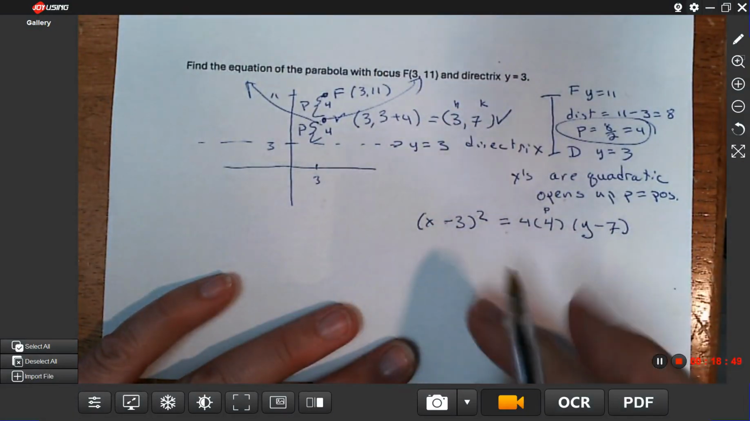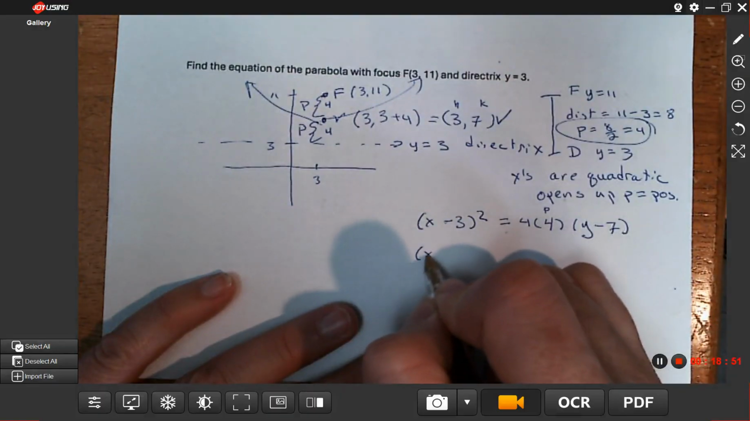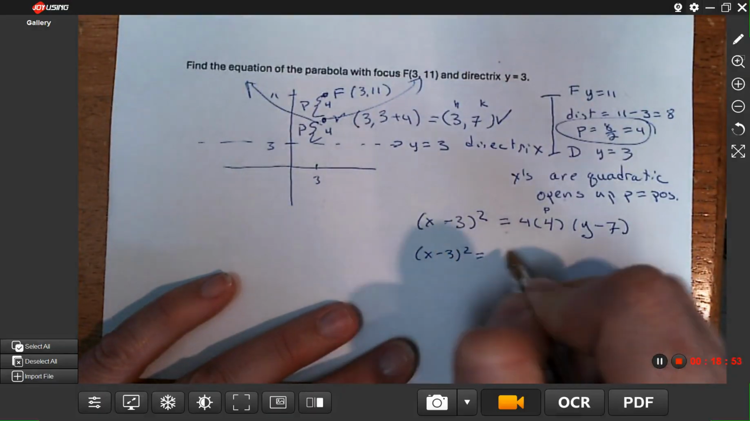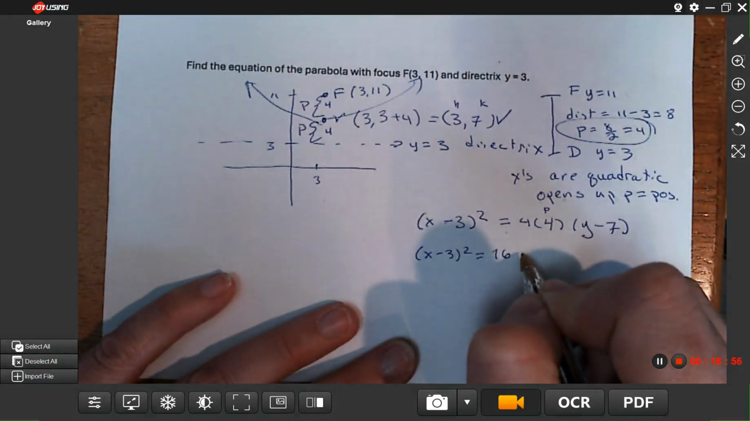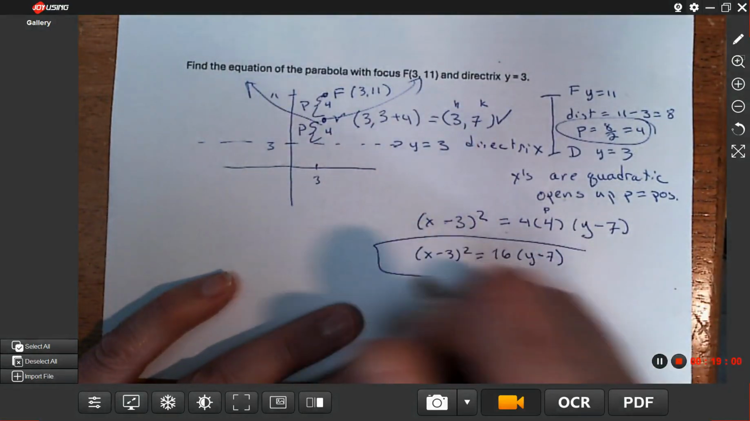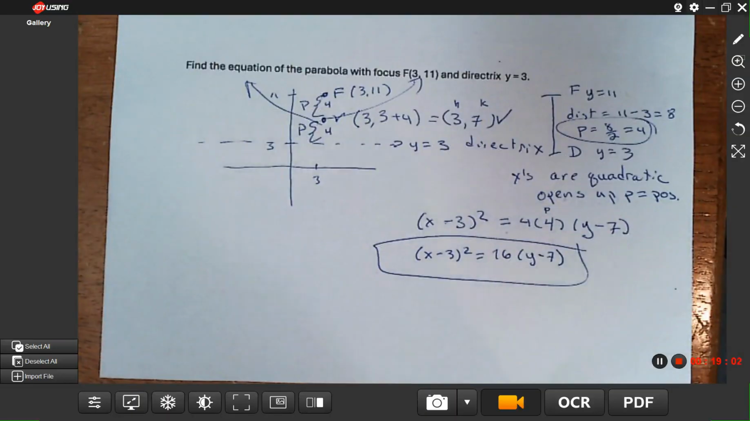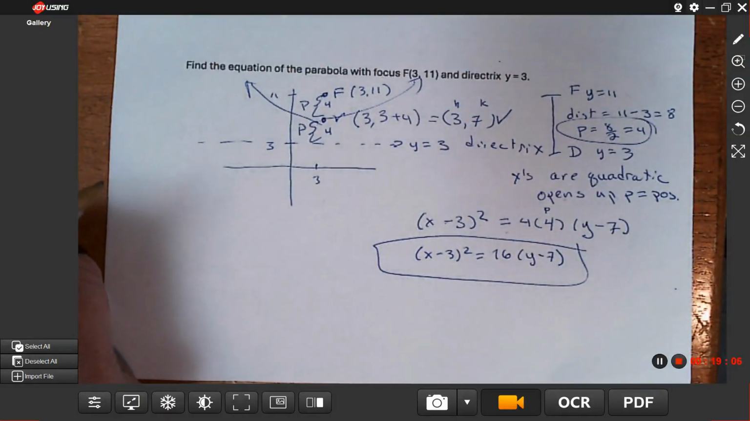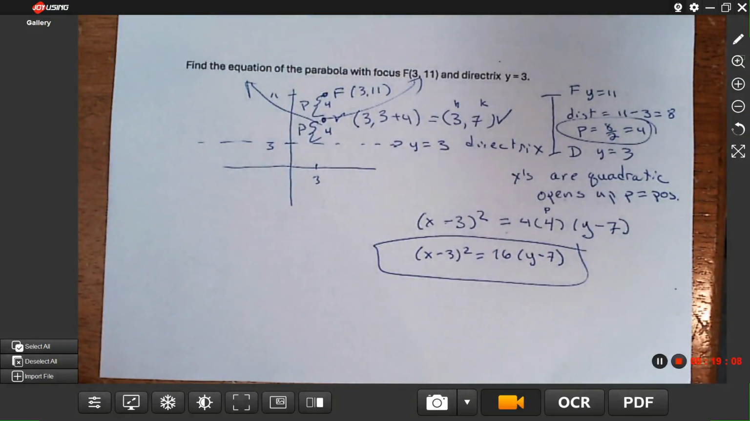Okay, so I'm pretty much done. I'm just going to simplify a little bit. So (x minus 3) squared equals 16 times (y minus 7). So there it is in vertex form. You can convert it to another form if you wanted to. So you should have all the logic and information to be able to solve the homework problems.